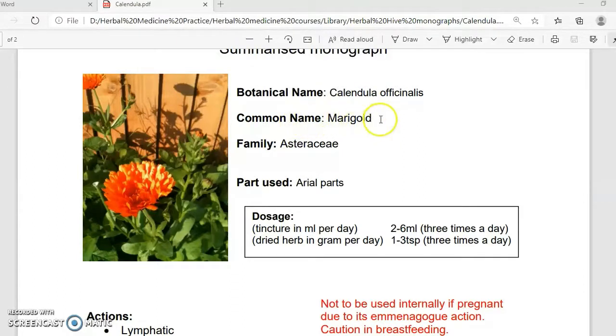So its common name, it's sometimes called marigold, and often you'll have hundreds and hundreds of common names, but in this one I've just kept it to one. The plant family is Asteraceae, so that's the daisy family. And aerial parts is the part that is used medicinally. Aerial parts means everything that's growing above ground. Stem, leaf, flower.